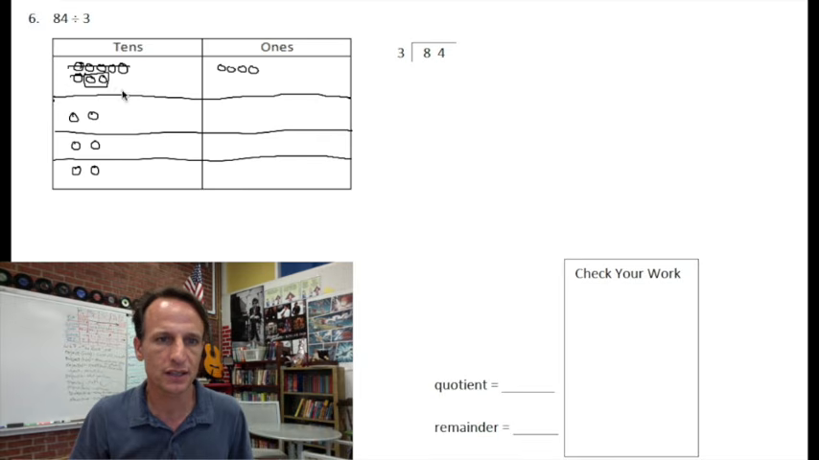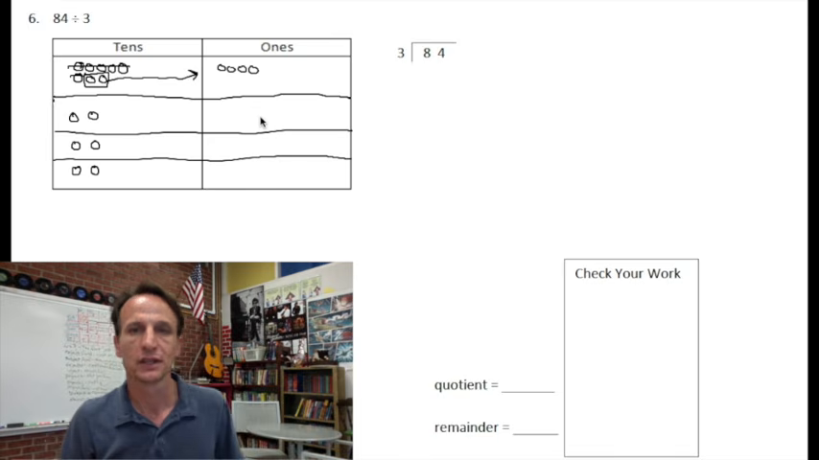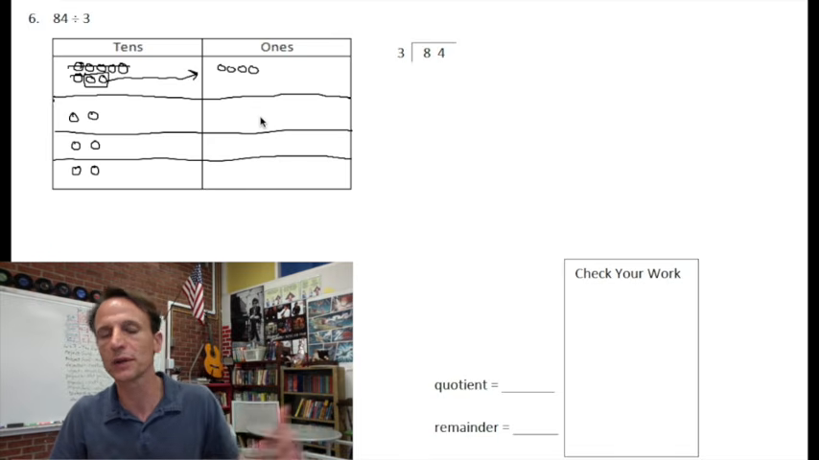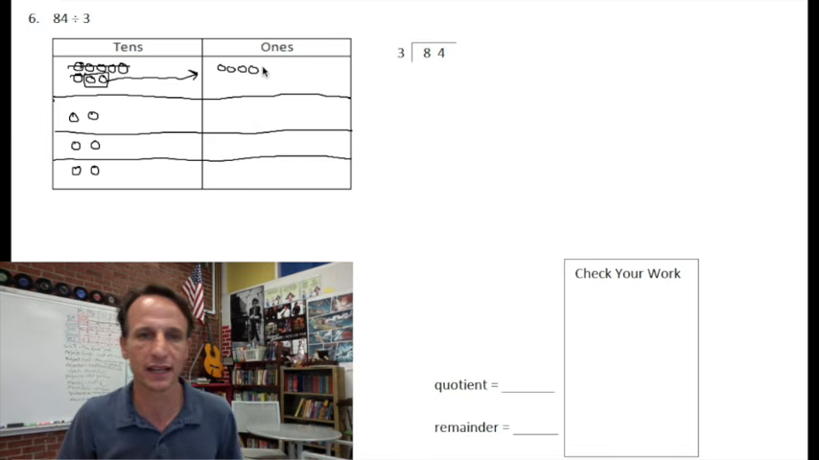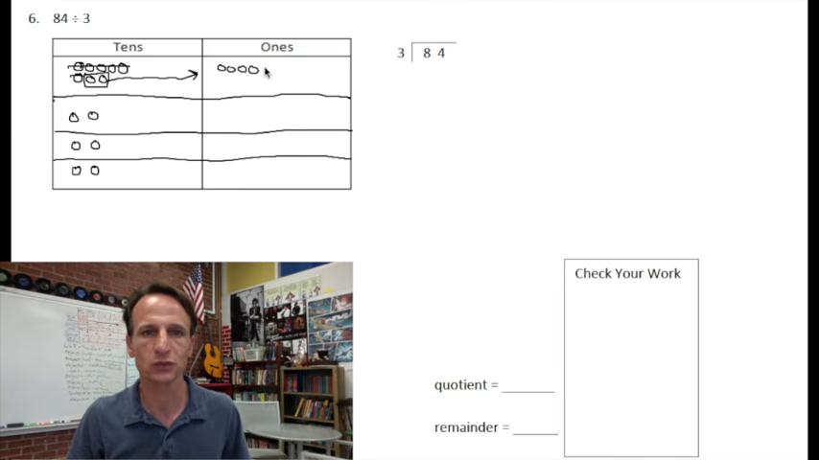And now these 2 leftover ones, well, they need to be opened up. I can't just hand them a box, right? I need to open up the box. I need to decompose that 10. So I have 2 of them, so I'm going to bring 20 over here with the 4 already there. So I should end up with 24. Let's make sure we do.